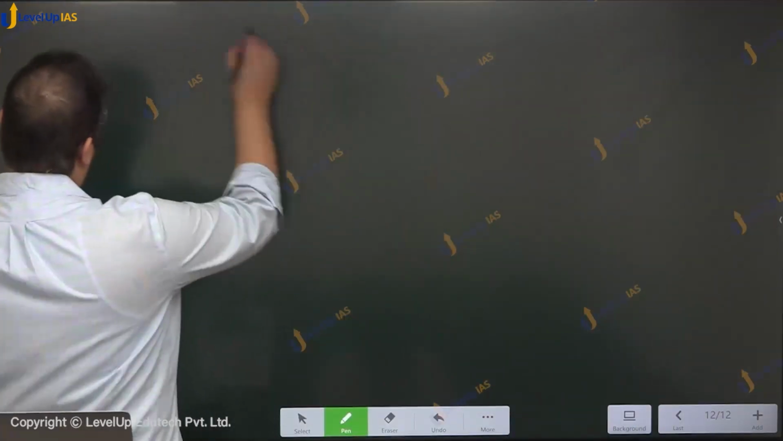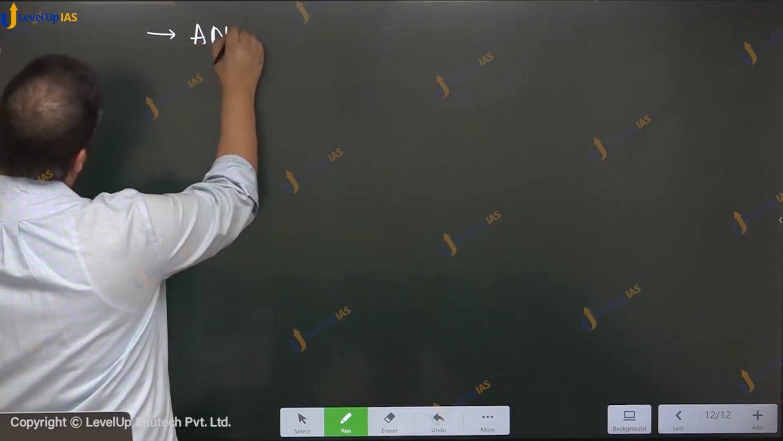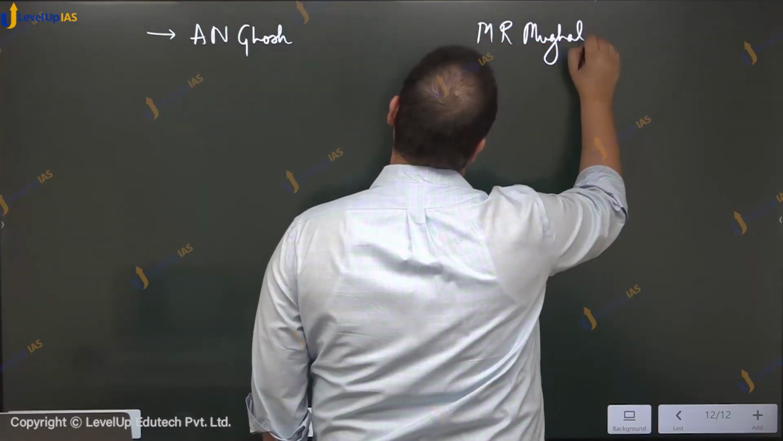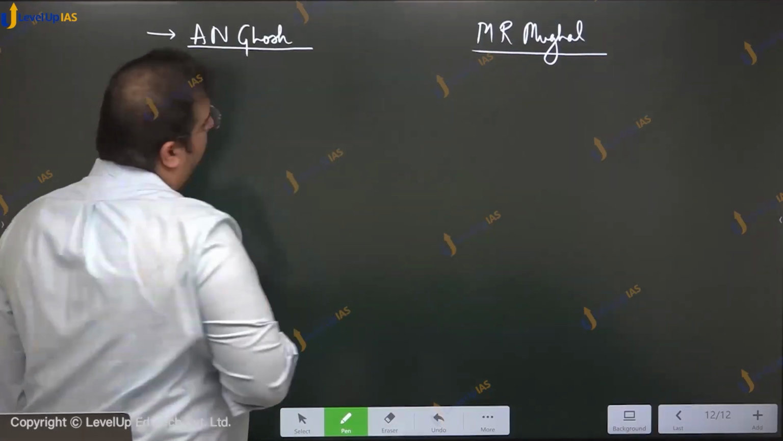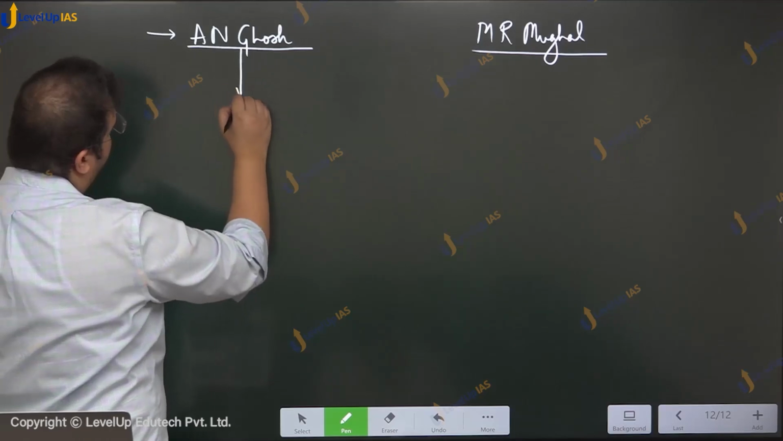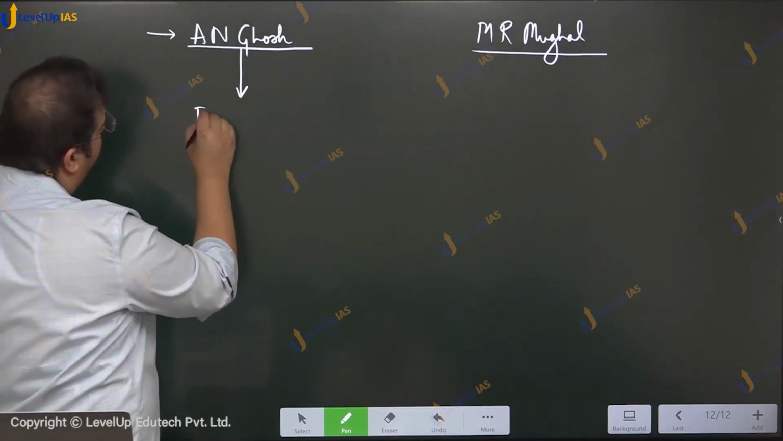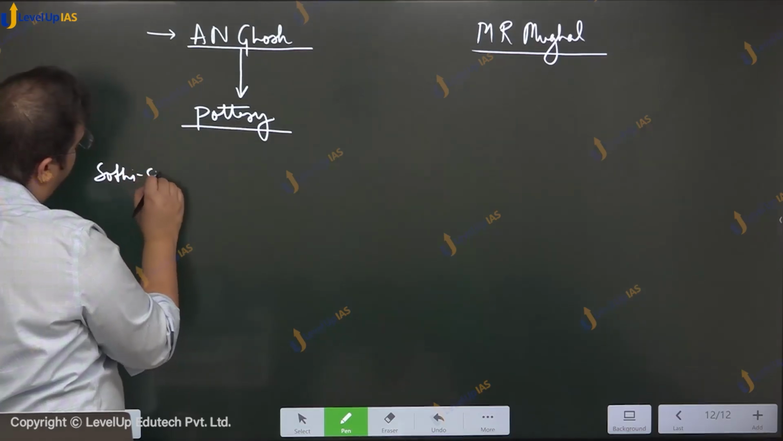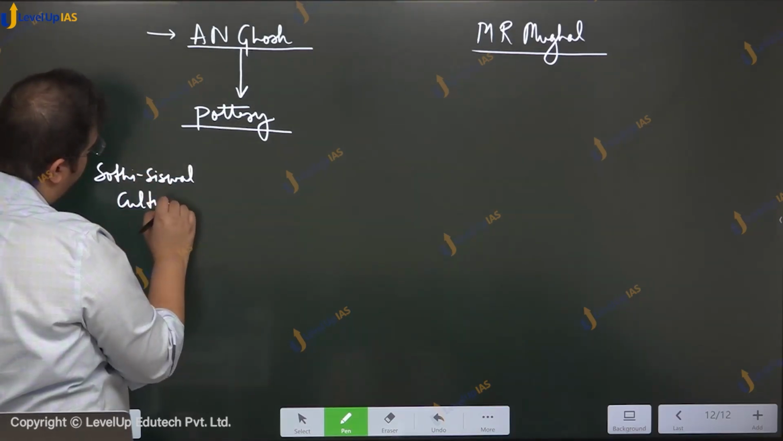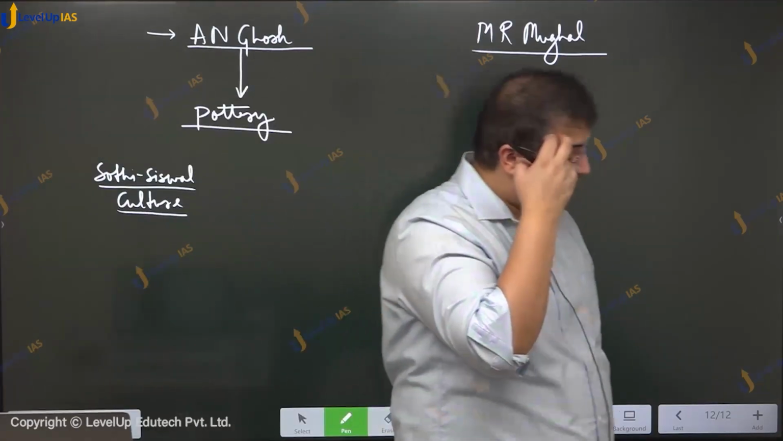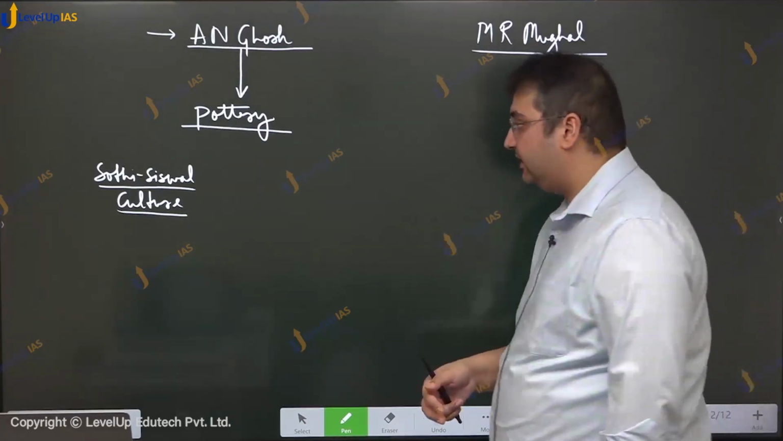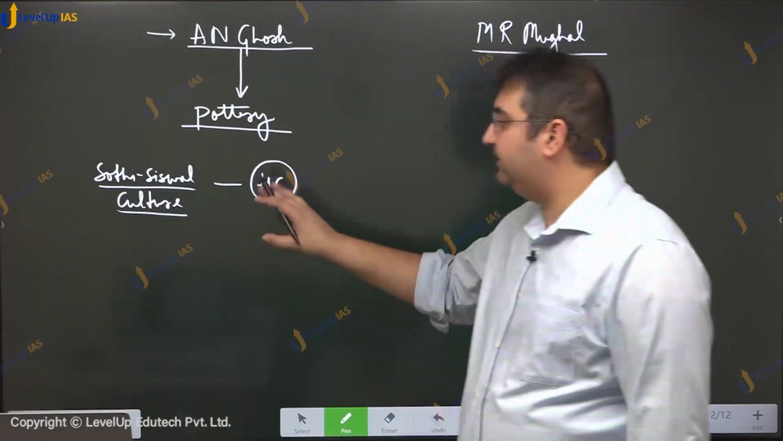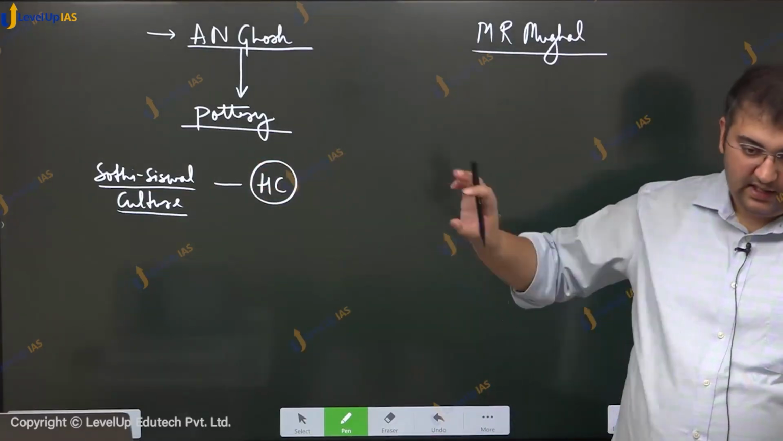Scholars associated with this theory are Amlanand Ghosh and Muhammad Rafiq Mughal. Amlanand Ghosh has primarily identified the similarities between the pottery of the Sothi Siswal culture, which flourished in the Gujarat, Sindh, and Rajasthan region, and the Harappan civilization. Now, the Sothi Siswal culture flourished just before the emergence of the Harappan civilization.